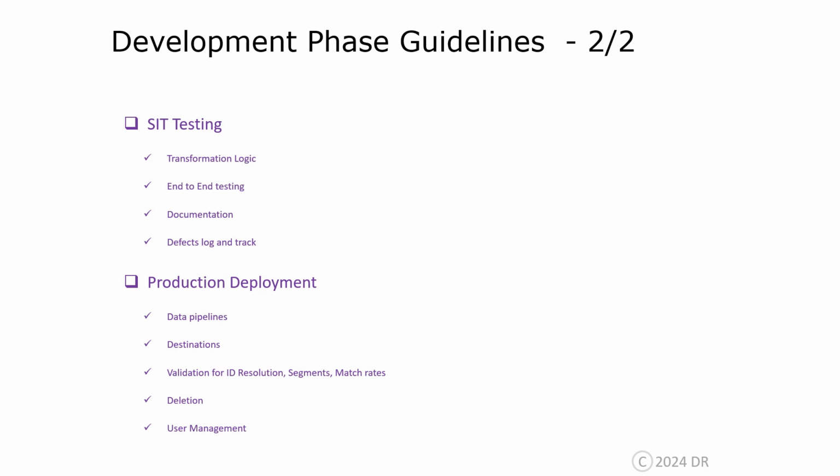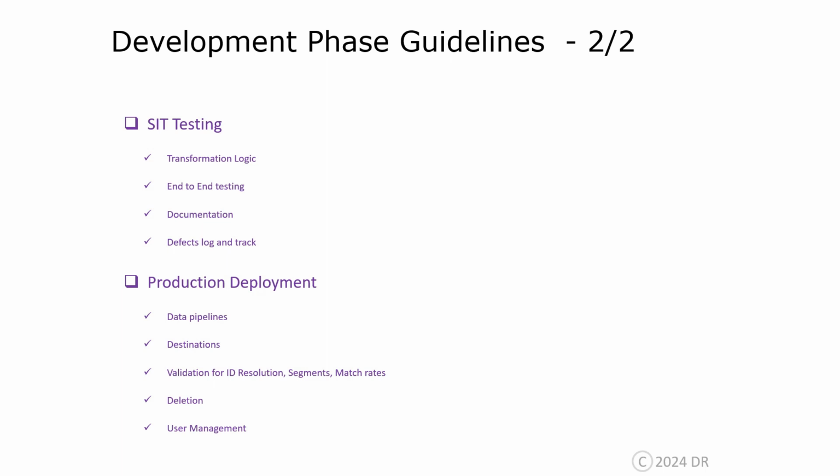Now, as you can see, I didn't say that you do in SIT testing create segments, do validation for ID resolution, do validation for match rates. You can do that in the testing phase, but it may or may not be relevant, because it depends on the quality of data that you have in your test environments. It matters when you do it in production. That is when you get the true picture.